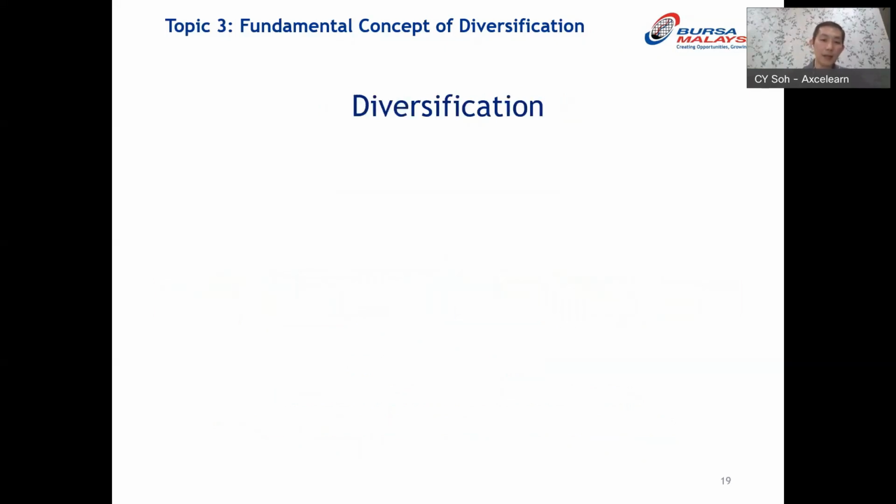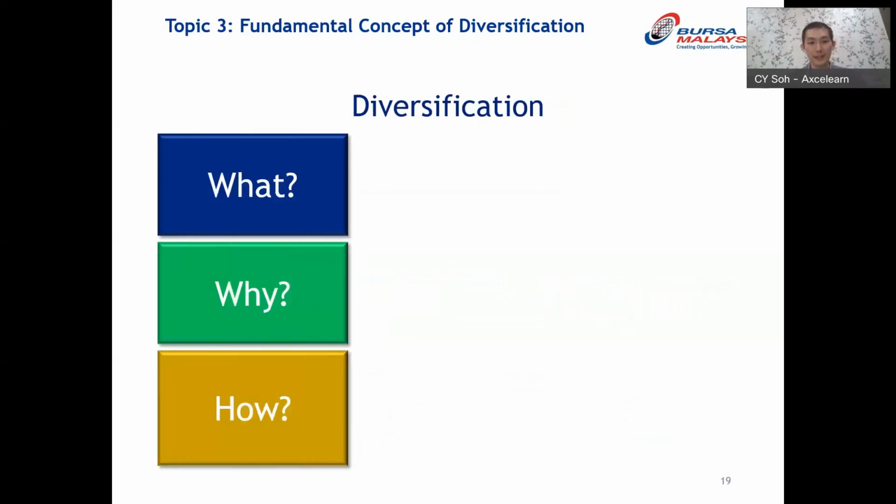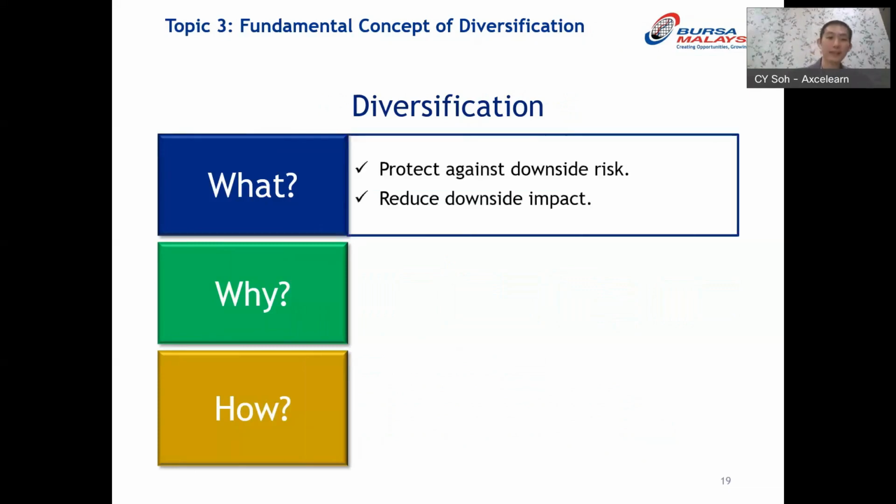So back to this theory, let me share with you a quick one. What is diversification, why, and how are you able to do it? The first thing, what is diversification? You can protect against downside risk. You can also reduce the downside impact. Now, what do I mean by that?